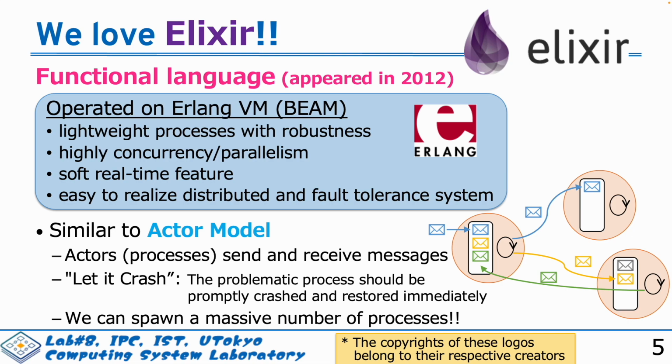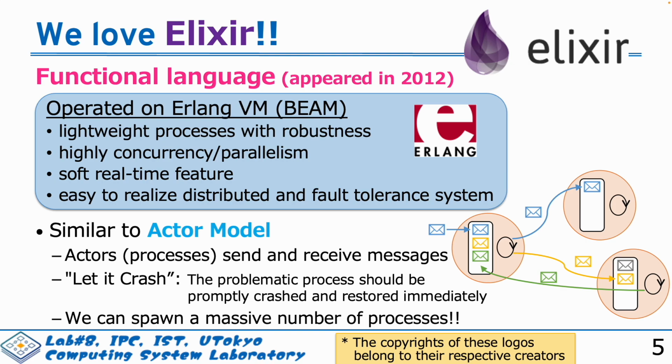Elixir is a functional programming language operated on the BEAM virtual machine. And BEAM has been developed by Ericsson since 1986. One of the key features is that the processes in BEAM are very lightweight and robust. Moreover, since BEAM has been developed for telecommunication and server systems, it has excellent concurrency and parallel performance with soft real-time capability. So we can construct distributed and fault-tolerant systems in BEAM. Elixir inherits all these advantages of BEAM.